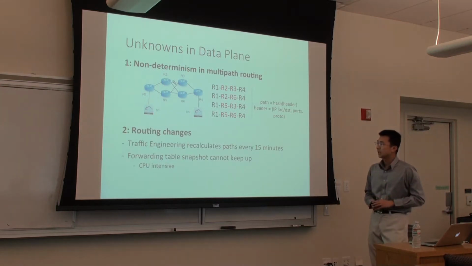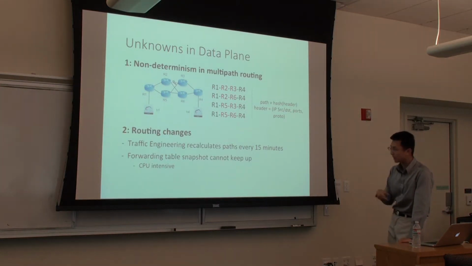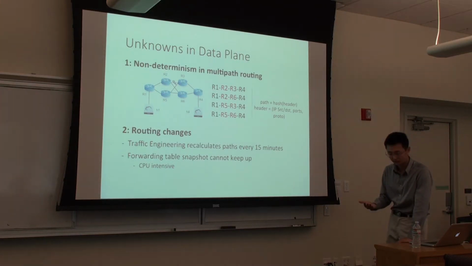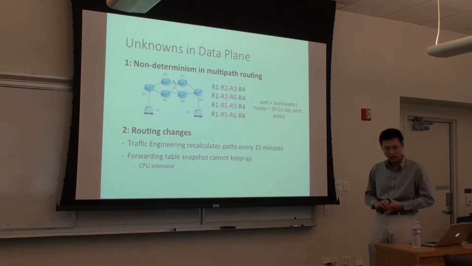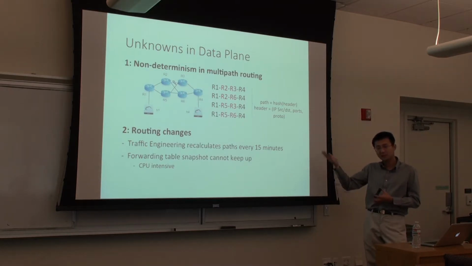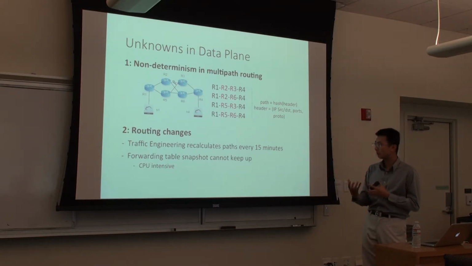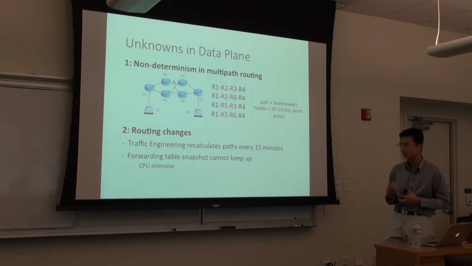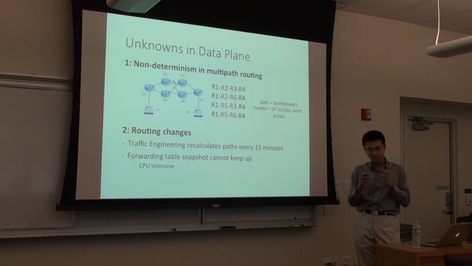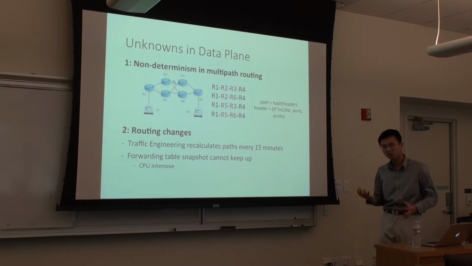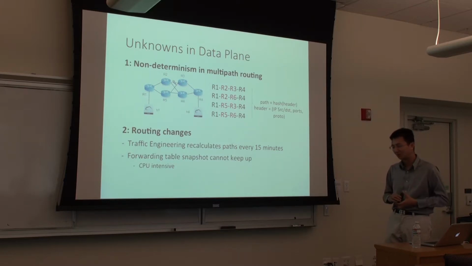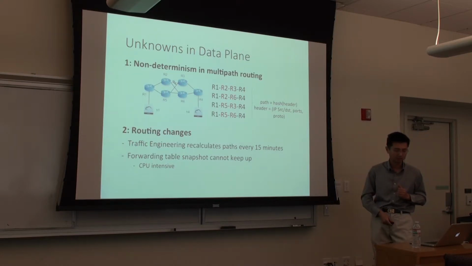So the second unknown in the data plane is the routing changes. Traffic engineering recalculates the path every 15 minutes to adapt to the changing traffic load. Well, that seems to be a long time. Actually, if you have a large number of tunnels, these updates can be very frequent. On the other hand, the forwarding table snapshot just cannot keep up with the changing speed. Why? Because the CPUs in today's network devices, switches and routers, are normally underpowered. And doing this snapshot frequently is CPU intensive. And network engineers are very reluctant to allow us to pull the information fast enough, being afraid that doing so may affect the network's normal operation.